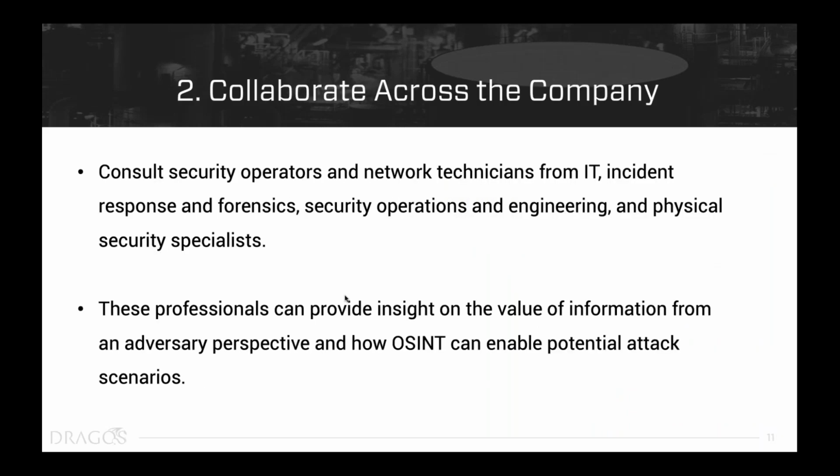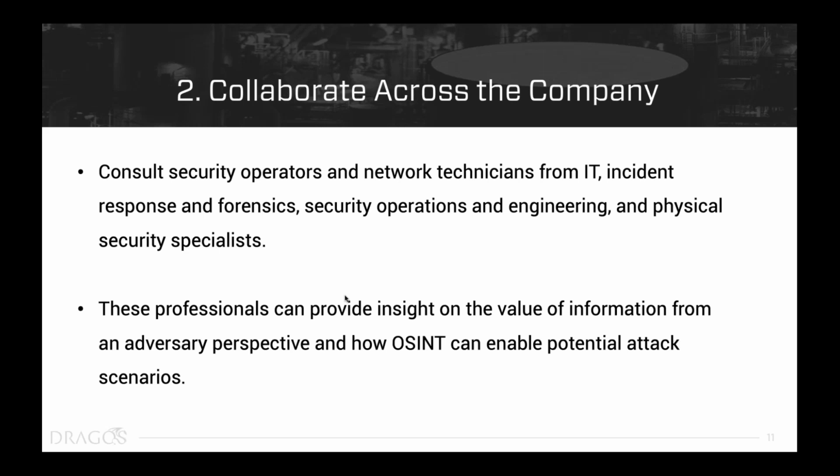Collaboration across the company is super important. So this would be step 2. As you're collecting information and putting together your plans for conducting an assessment, you really want to consult security operators, network technicians from IT, incident response and forensics, security operators and engineering, as well as physical security specialists. These professionals can provide insight on the value of information from an adversary perspective, as well as how OSINT can enable potential attack scenarios.